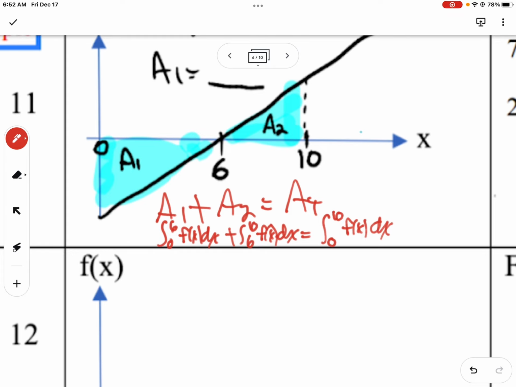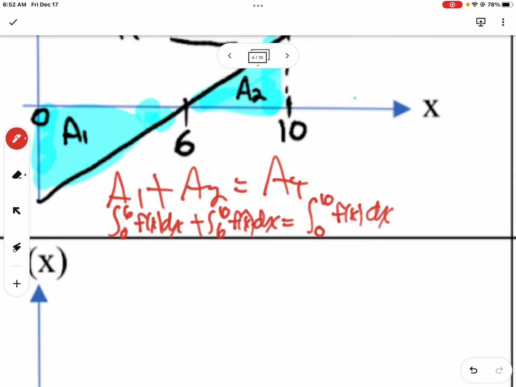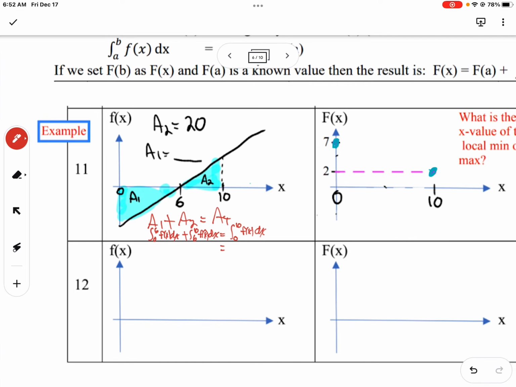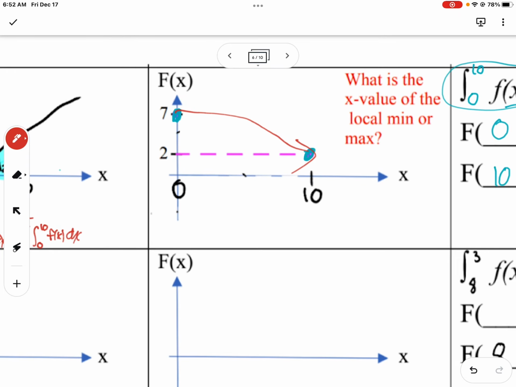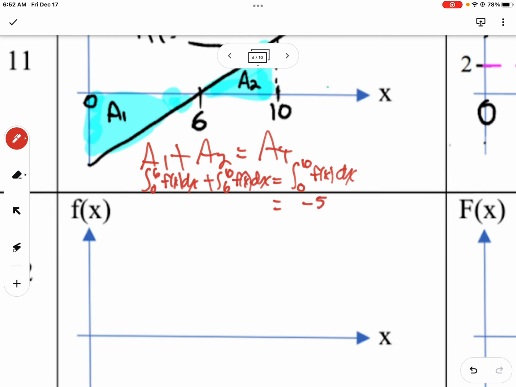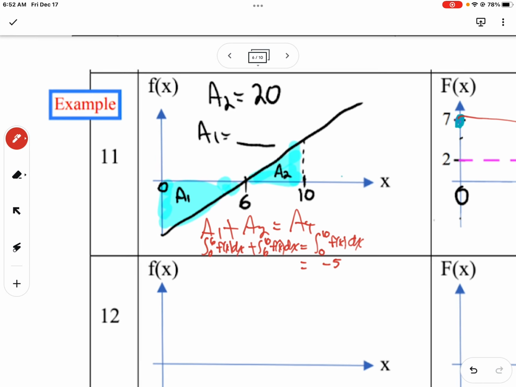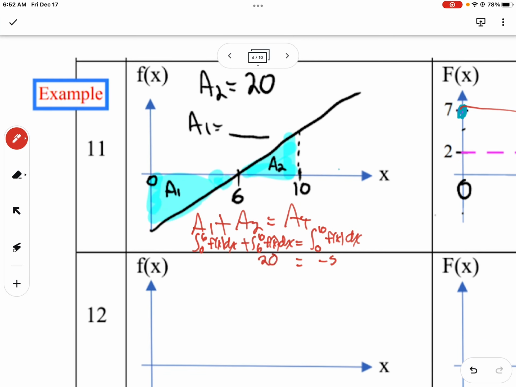And we know already what this is. We know the total area. We got that because the change was 7 down to 2. So that change is -5. So I know that's -5. And I know that A2 is 20, right? And what do I add to 20 to get -5? Well, pretty sure it's -25, right? 20 plus -25 is -5.